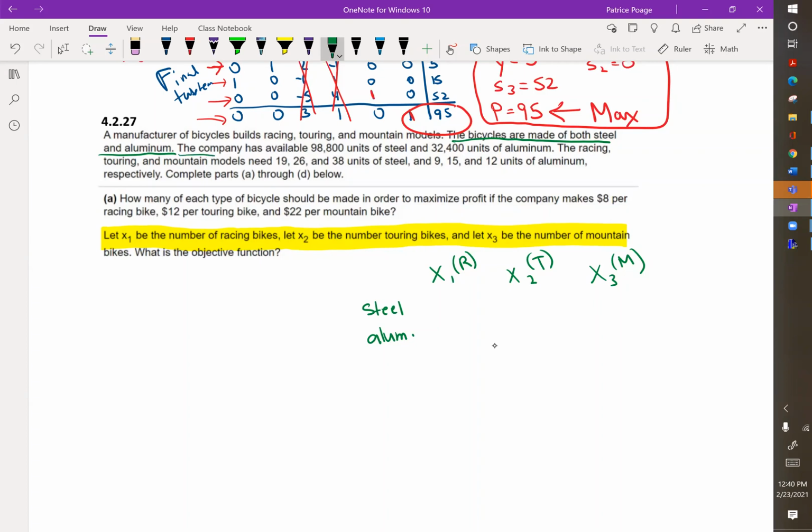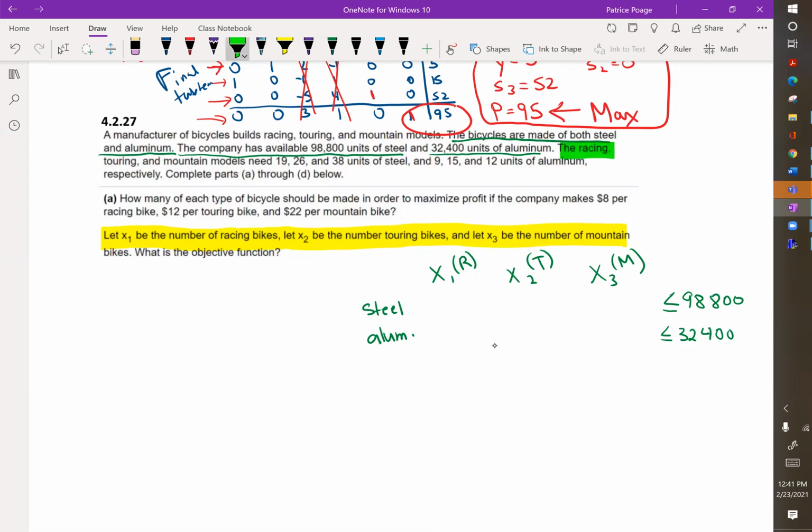It says the company has available 98,800 units of steel. That means once we add up the steel from all of these bikes, it needs to be less than or equal to the 98,800 units that it has available. And it has 32,400 units of aluminum. So once we add up all the aluminum, it's going to be less than or equal to 32,400 units of aluminum.